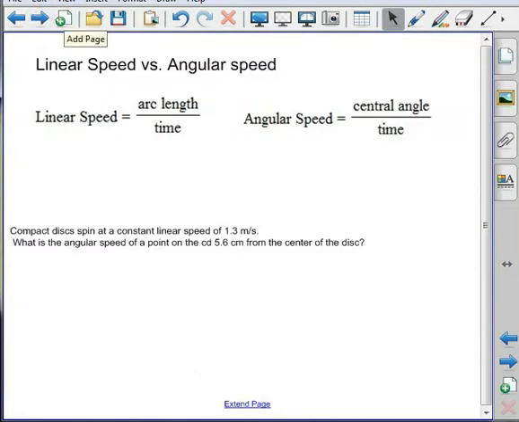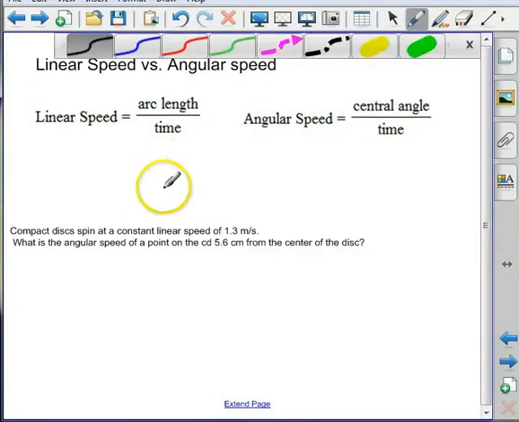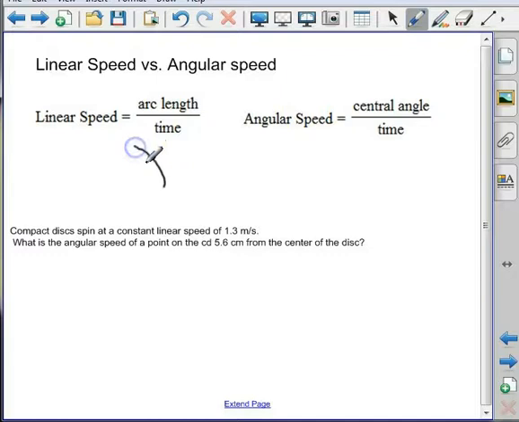Okay, last thing we need to talk about is linear speed versus angular speed. Linear speed is how much you travel along the circle over the time it takes to do that traveling. Angular speed is how much of an angle you travel divided by the time you're spinning around.